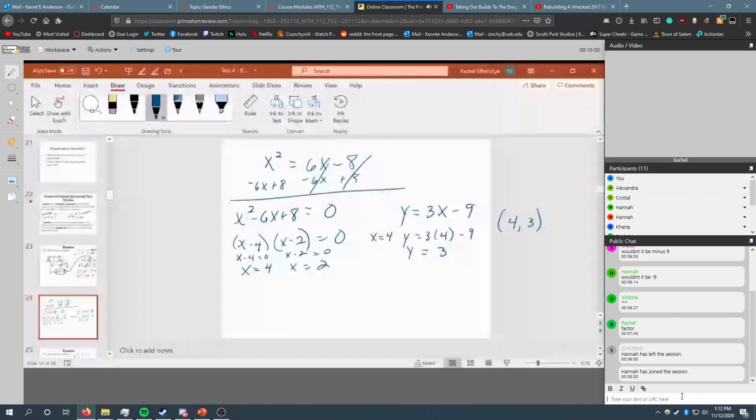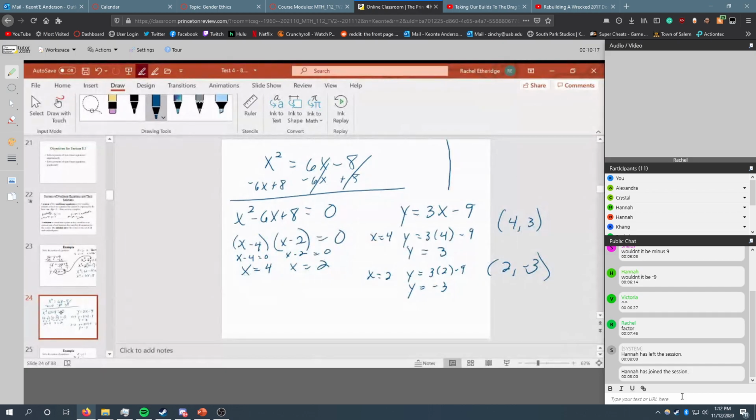Then when x equals 2, y is -3. So I have two solutions.